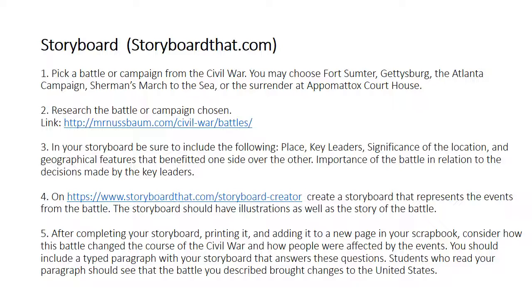After completing your storyboard, printing it, and adding it to a new page in your scrapbook, you'll need to consider how this battle changed the course of the Civil War and how people were affected by these events. Of course, you'll type up a short paragraph that goes along with your storyboard to add to the scrapbook.